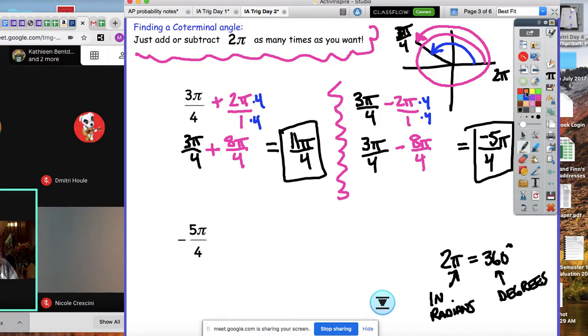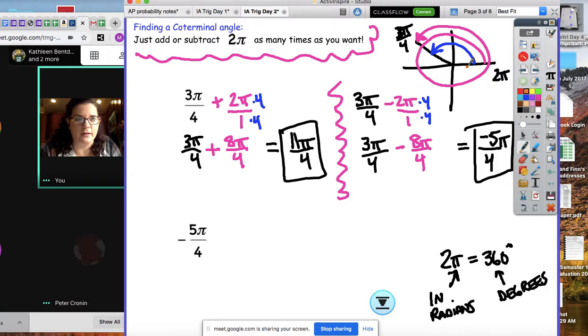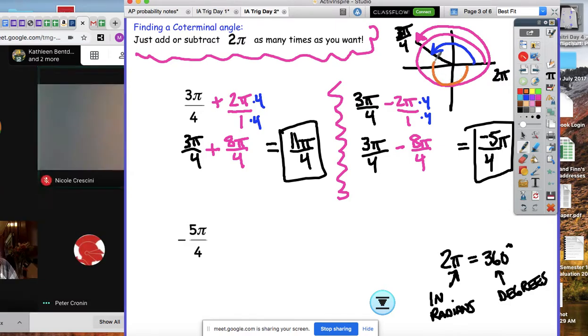And that one would be going clockwise like this, because negative means you're going clockwise. I'll try to color code. So this is the orange angle in the picture, and this is the pink angle in the picture. And the original was the blue.